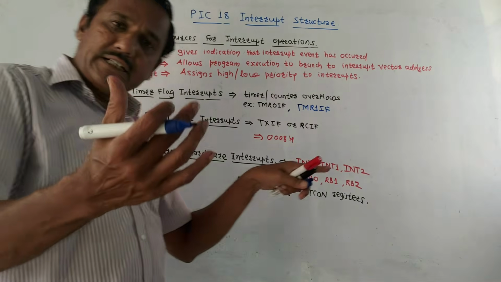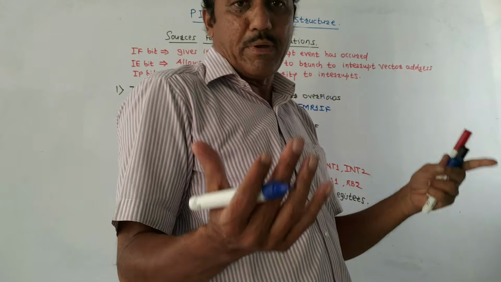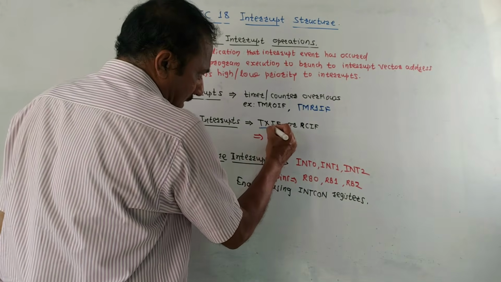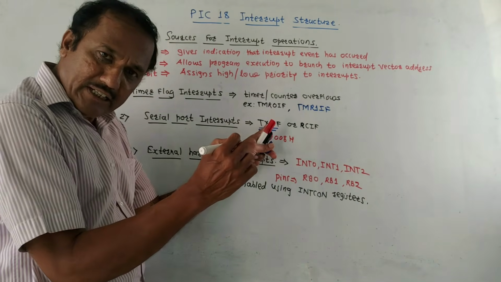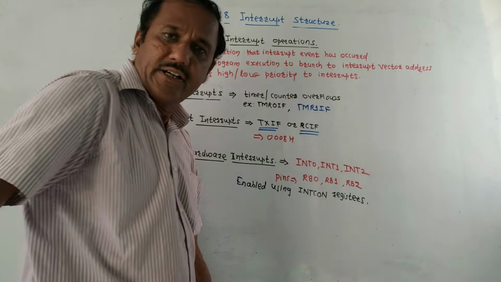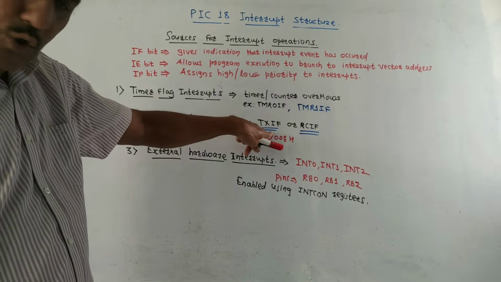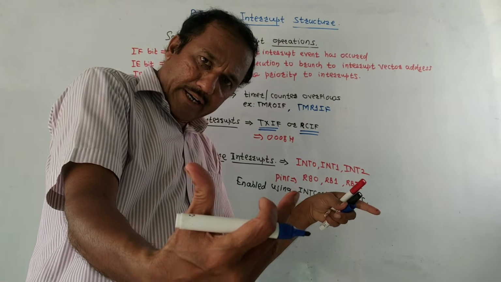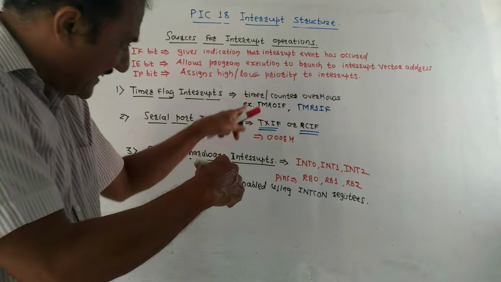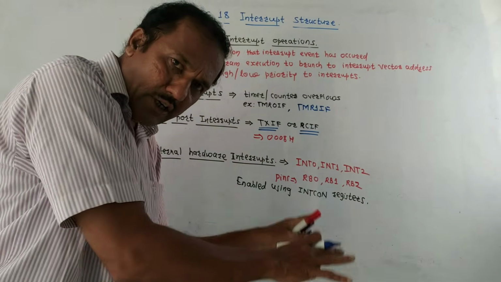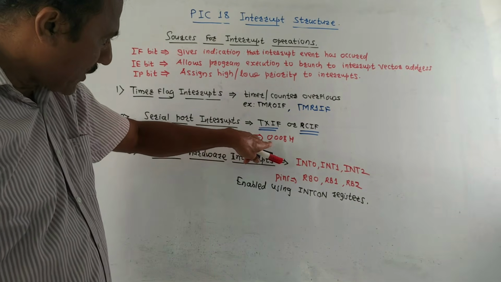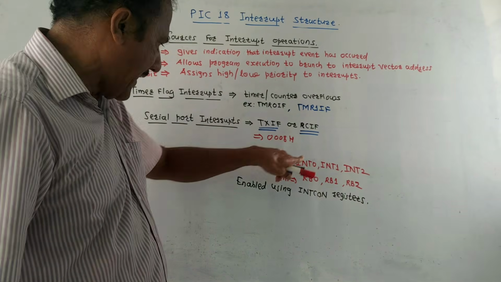As the name indicates, it is related to the serial port of PIC microcontroller. So there are two pins, two ports, that is TX, that means transmitter interrupt flag, and RC, that is receiver interrupt flag. So one is related to transmission of data bytes and another is related to reception of data bytes. Whenever such interrupts occur, the program controller goes to the location 0008H.